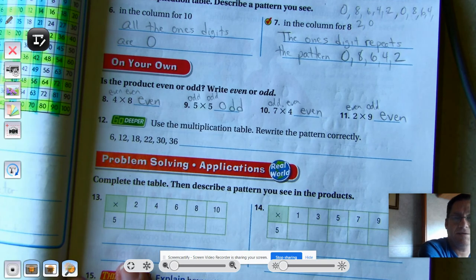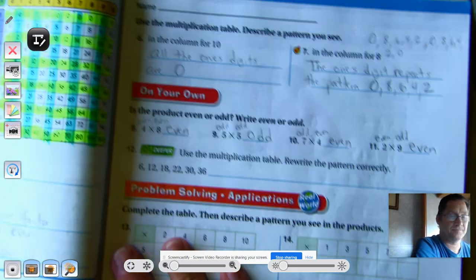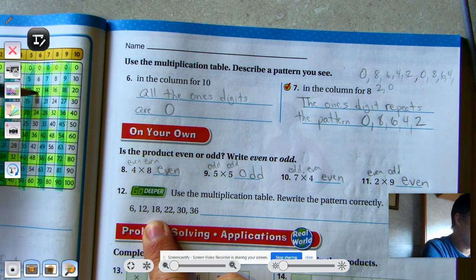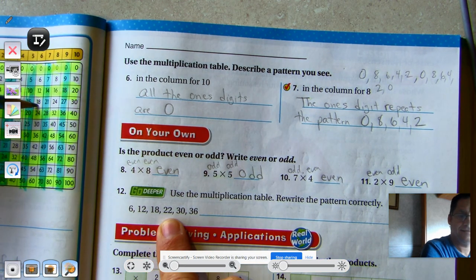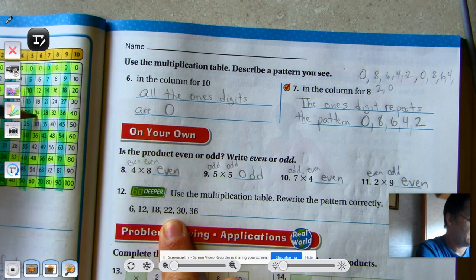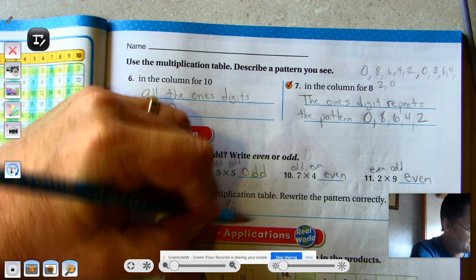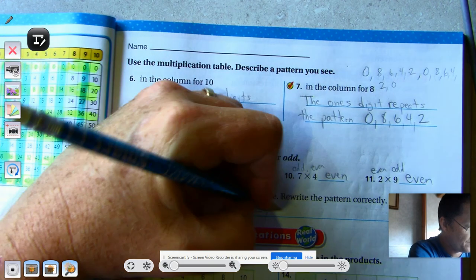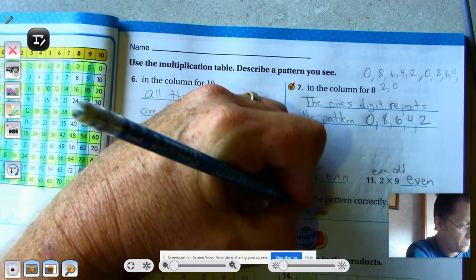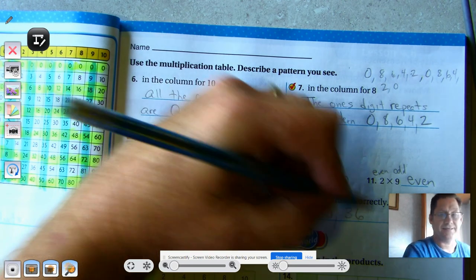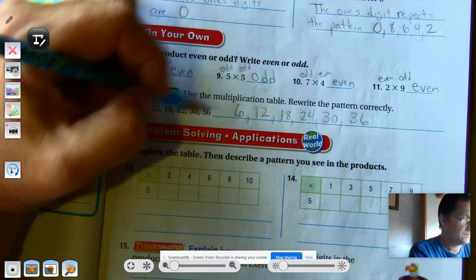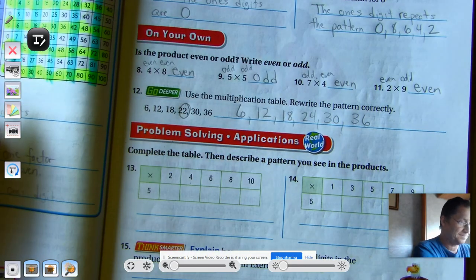Use the multiplication table, rewrite the pattern correctly. All right, so let's see. 6, 12, 18, 24, 30, 36. Okay. So the 22 was wrong.